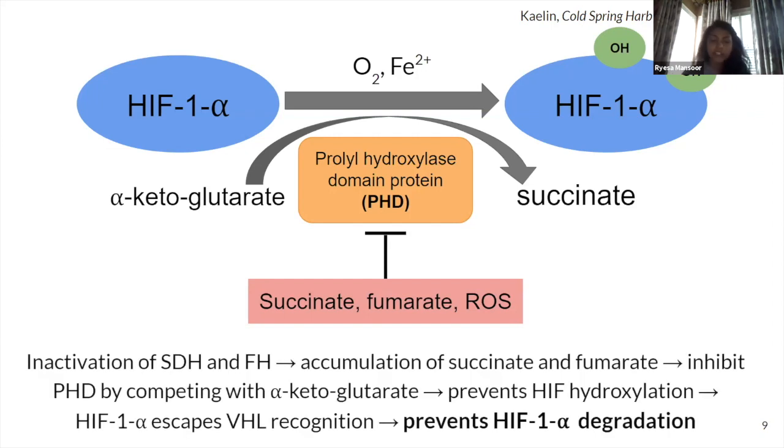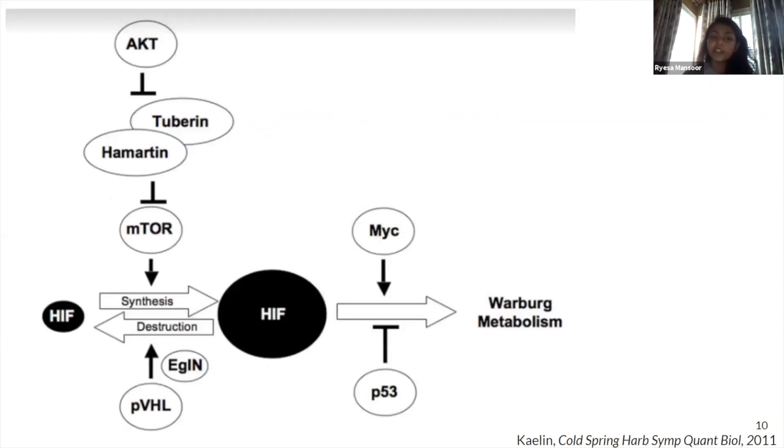So just putting that into words, if the redox enzymes like SDH and FH that are supposed to convert succinate and fumarate are inactivated due to some mutation, you're going to get accumulation of succinate and fumarate. That's going to inhibit PhD by competing with the alpha ketoglutarate. This is going to prevent hydroxylation of HIF-1 alpha. It's going to escape VHL recognition, and then you're not going to degrade it, and you're going to have too much of it, which is essentially the whole issue that we're dealing with here.